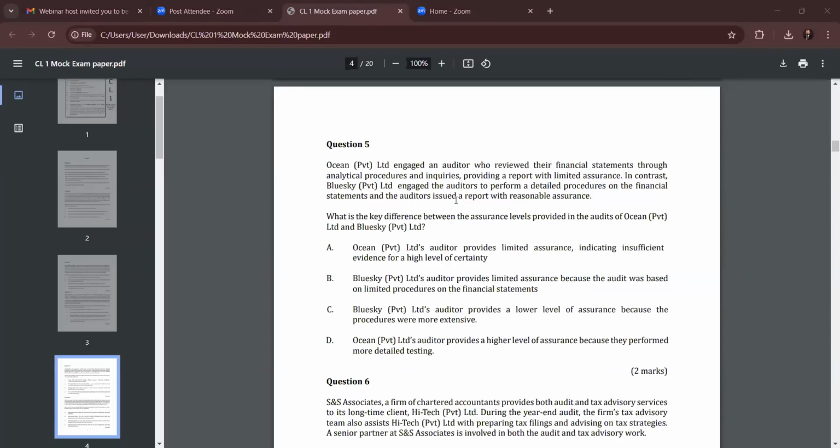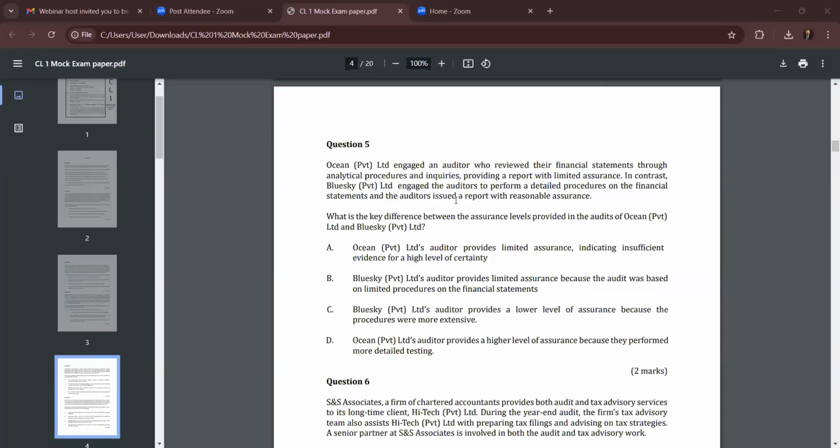In contrast, Blue Sky Private Limited engaged the auditor to perform detailed procedures on the financial statements, and the auditor's report is with a reasonable assurance. More detailed tests of details were done, so reasonable assurance, a high level of assurance, was given. What is the key difference between the assurance level provided in the auditor's report of Ocean Private Limited and Blue Sky?